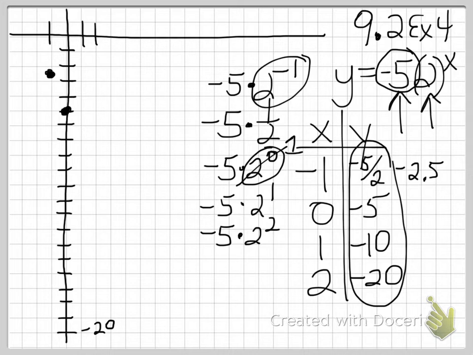Okay, there it is. And then 1, negative 10. So that's 6, 7, 8, 9. Here's 1, negative 10. So mark that. And then 2, negative 20, way down here. So you can see that we are kind of dropping down just like this. Okay?